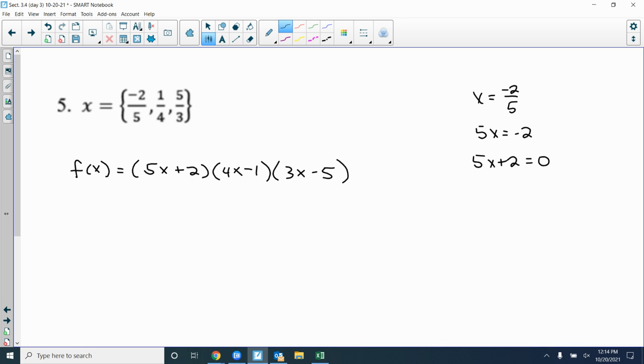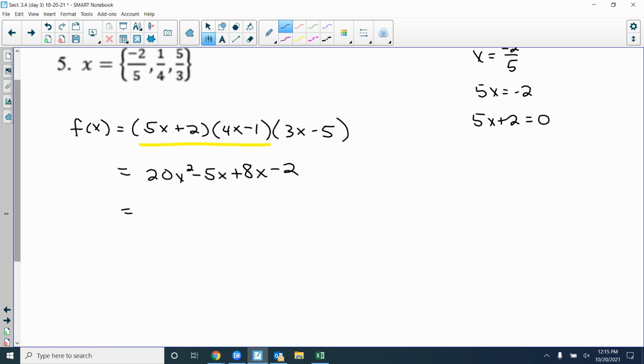For this problem, I will have you multiply it out. So you're just going to start, you're going to FOIL 2 of them together. And so I get 20x squared minus 5x plus 8x minus 2. And now that's going to end up being a trinomial. I'm just going to shift that 3x minus 5 out in front. And then I'm going to simplify that to 20x squared plus 3x minus 2.